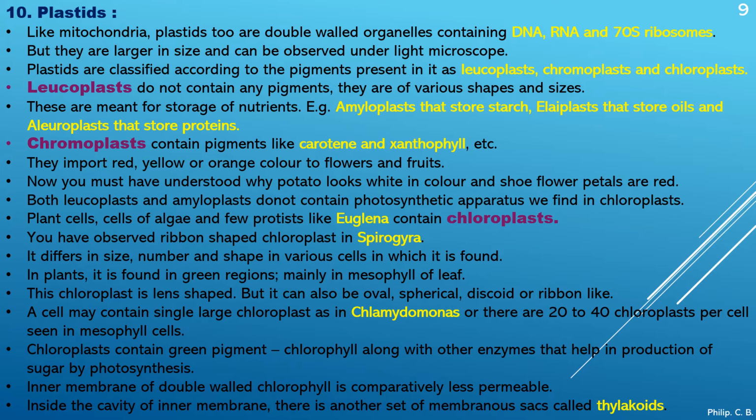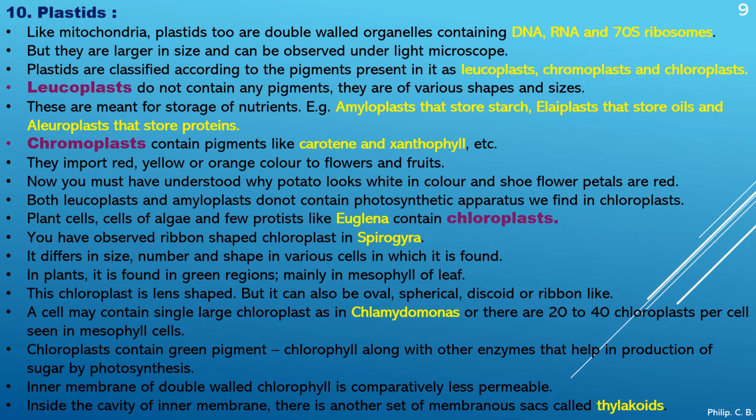Plastids are classified according to the pigments present in them, meaning the coloration or the pigment which gives the coloration: leucoplast, chromoplast and chloroplast. In the next slide we can see all three different types, also in detail about the chloroplast.